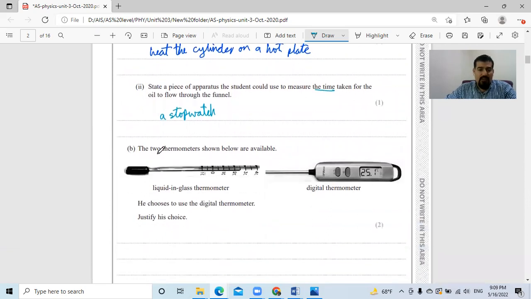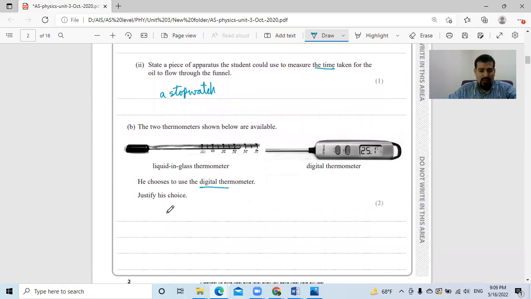Part B. The 2 thermometers are shown as being available. We have an analog thermometer and a digital thermometer, the liquid-in-glass thermometer and the digital thermometer. He chooses to use the digital thermometer. Justify his choice. Why do you think digital is better than the liquid-in-glass thermometer, which is analog, and you can see that the scale is not that big?